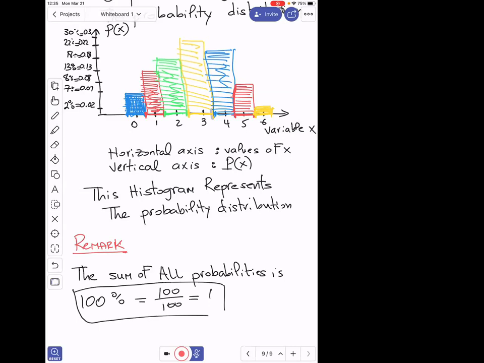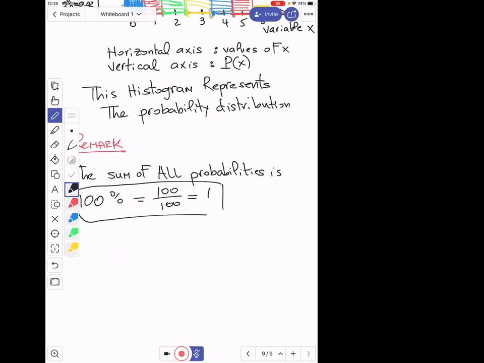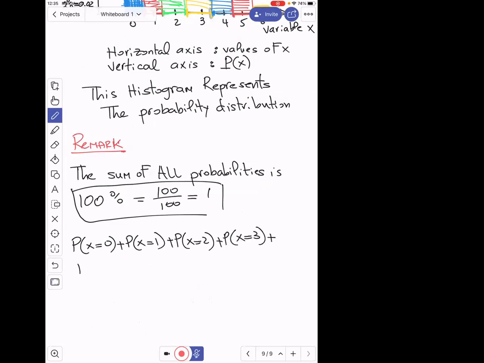Okay. So in other words, again, what I'm saying is if you do probability that x is equal to 0 plus probability that x is 1 plus probability that x is 2 plus probability that x is 3 plus probability that x is 4, etc., 5 and then 6, right? And 6, that's the highest boredom level. Here 6. So the sum of all the probabilities is 100%, which is 1.